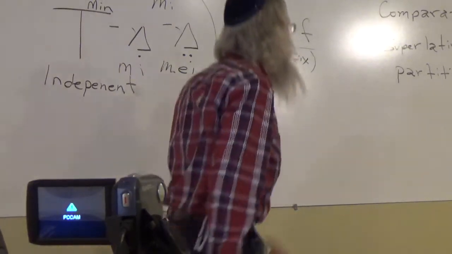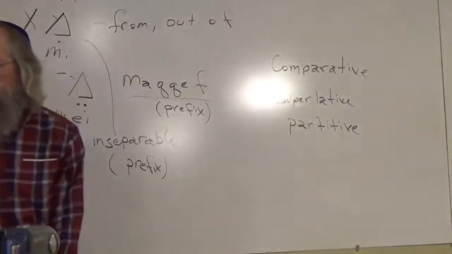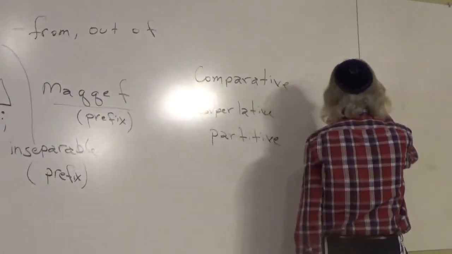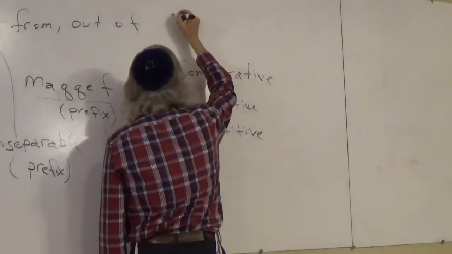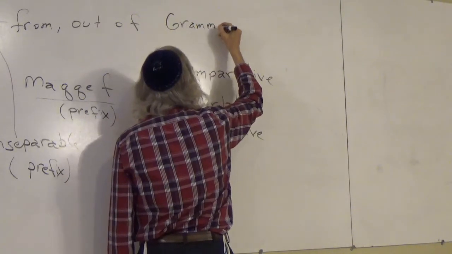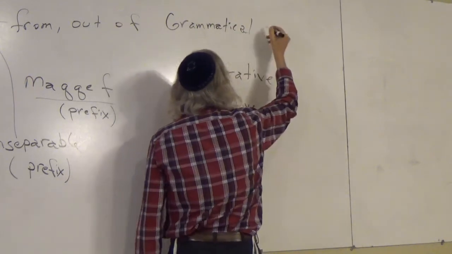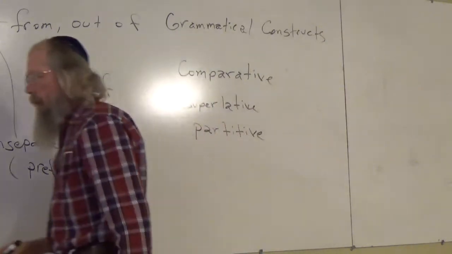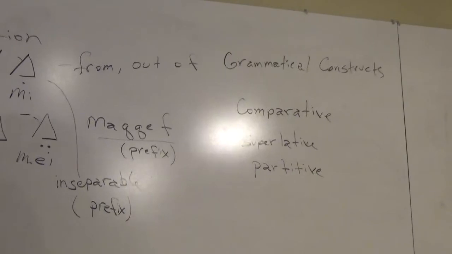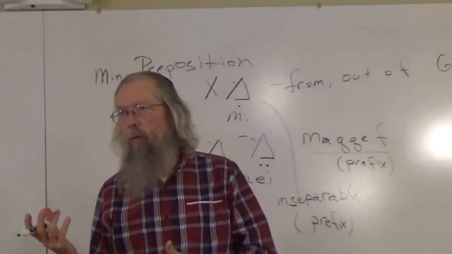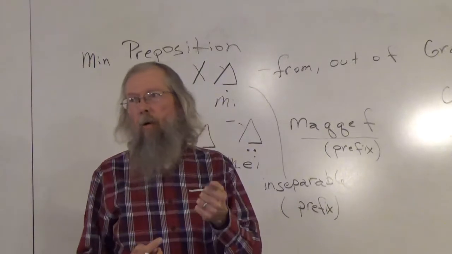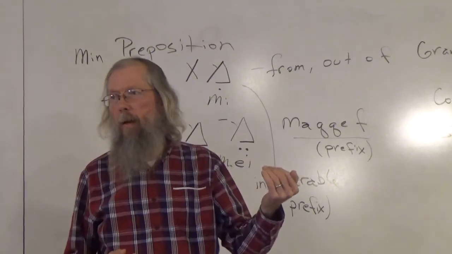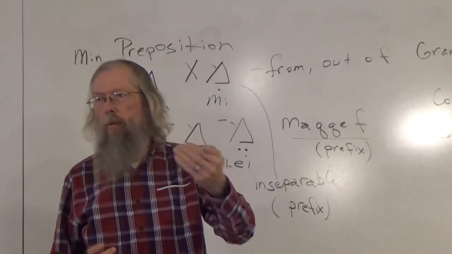Okay, so what do we mean by comparative, superlative, and partitive? These are called grammatical constructs. Now the word construct, to construct means to do what? To build. So you're building something grammatically. Through grammar, you're building phrases, you're building sentences, and such as that.